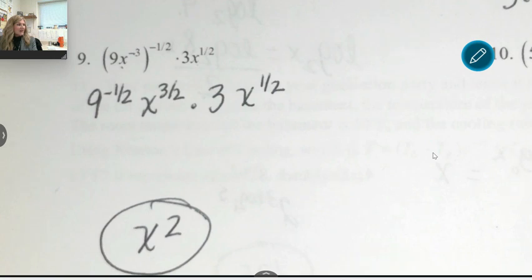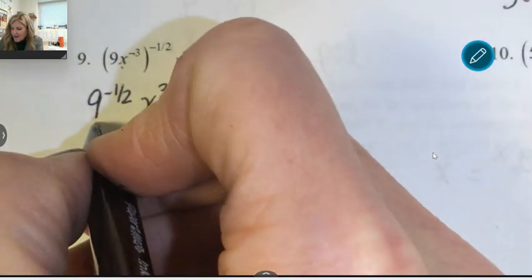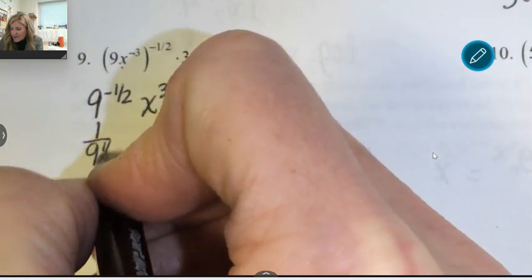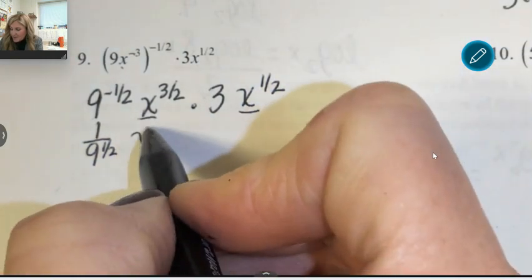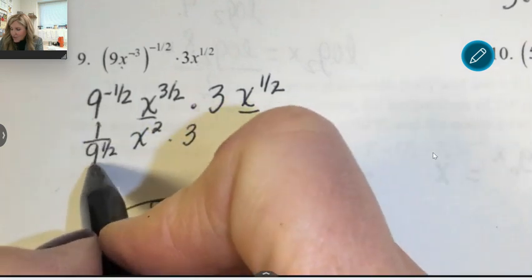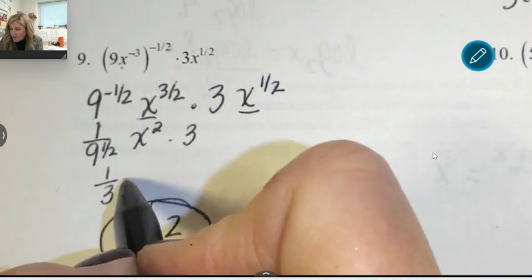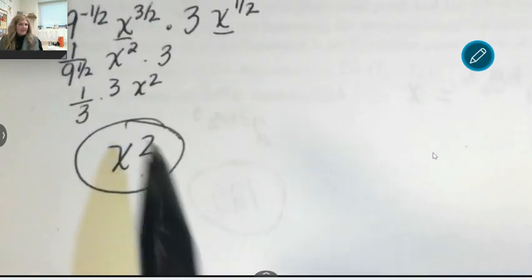Look up and see if you got it. X squared? Very good. 9 to the negative 1/2 is 1 over 9 to the positive 1/2. When my bases are alike, I keep the base, I add the exponents. 1 over 9 to the 1/2 is 1/3 times the 3 times the x squared is x squared.